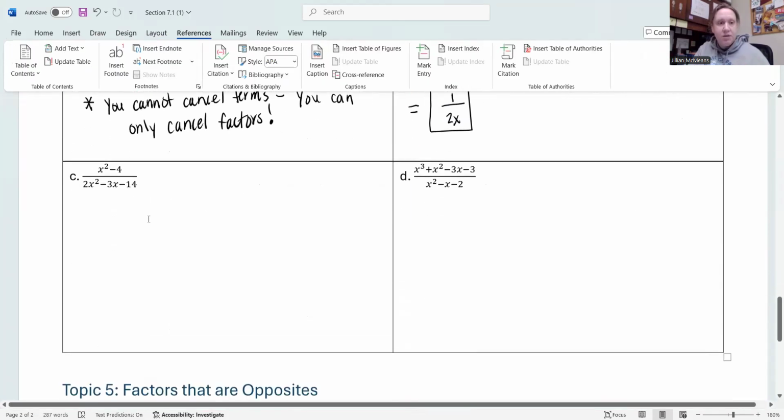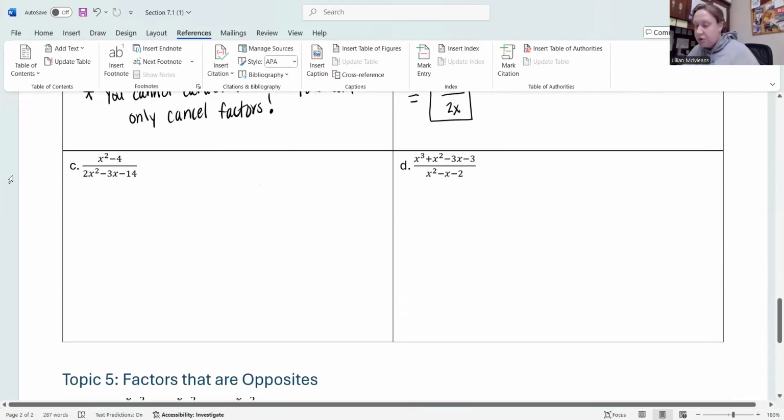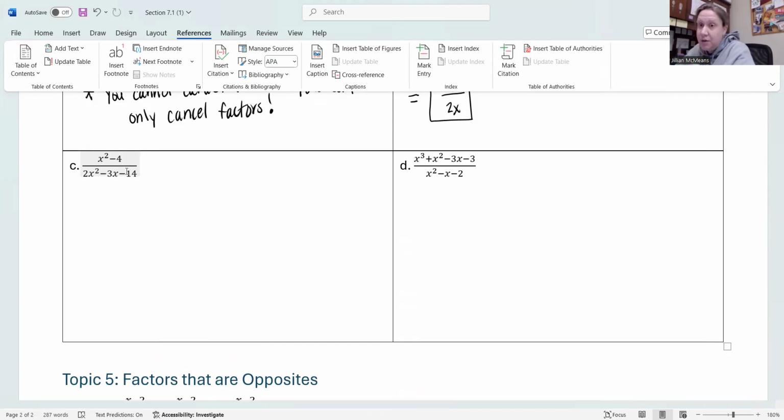Okay, let's look at the last two examples. Part C, we have x squared minus 4 divided by 2x squared minus 3x minus 14. We're going to have to do a little bit more intense factoring here, okay? When I look at the numerator, I have two terms. And if you remember that factoring flow chart that we've looked at before, when you have two terms, it's going to be the difference of squares or the sum or difference of cubes. Remember, the sum of squares is prime, so that's not going to be an option. And when I look here, I definitely don't have cubes, so that leaves me with the difference of squares.